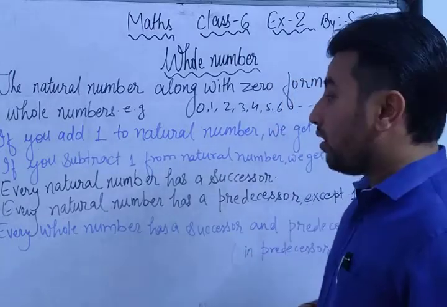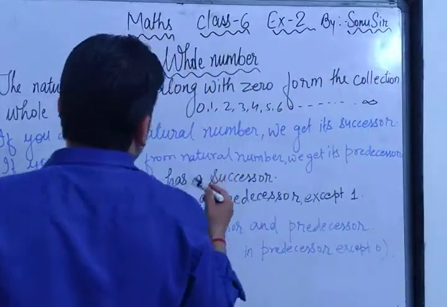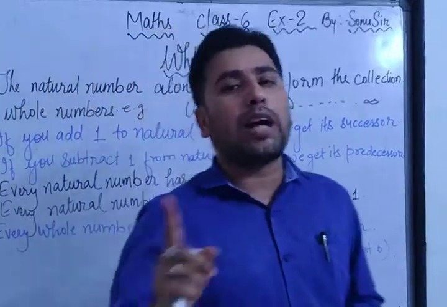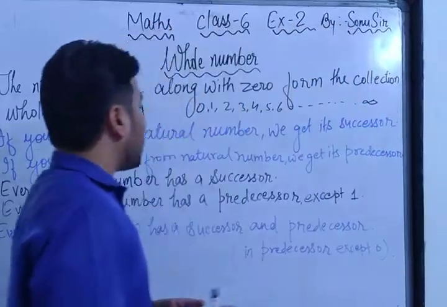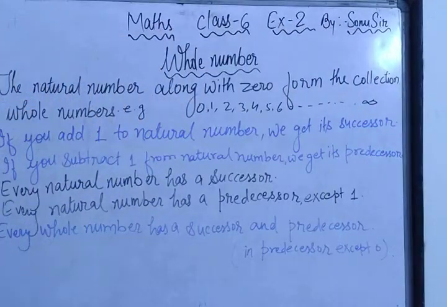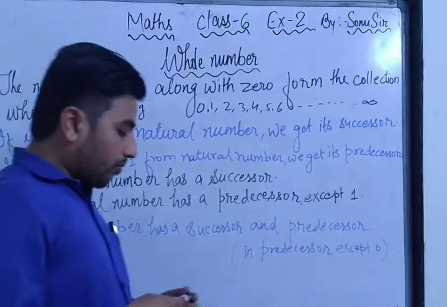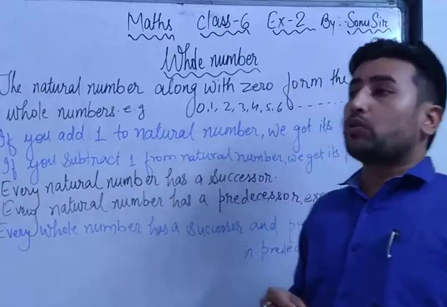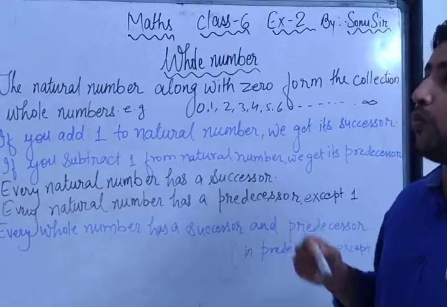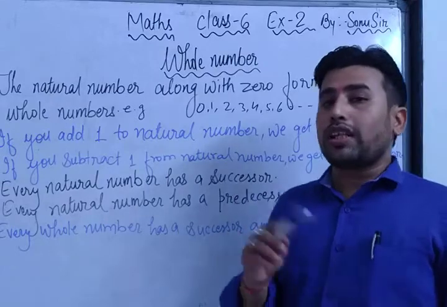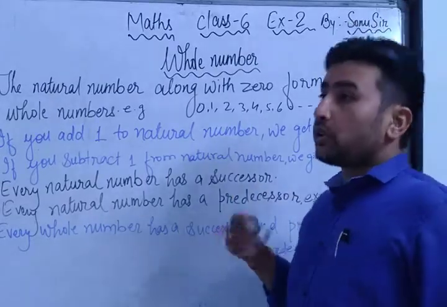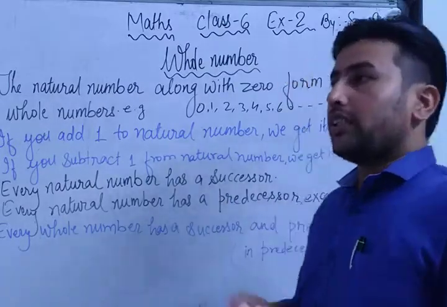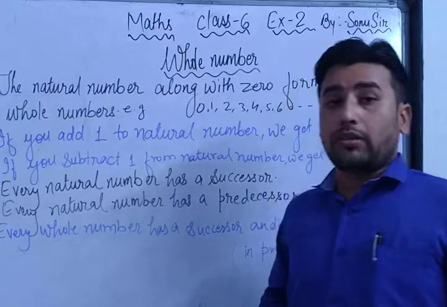What is predecessor? If you subtract one from a natural number, we get its predecessor. Predecessor means we have to just do -1. If we do -1 from any natural number, then we get its predecessor. But if I talk about natural numbers, except 1, we can do -1. If we do 1 minus 1, then we'll get 0. So it's not a natural number, it's a whole number. So in natural numbers, if you want to subtract 1, till 2 you can subtract. So we'll get its predecessor in natural numbers.